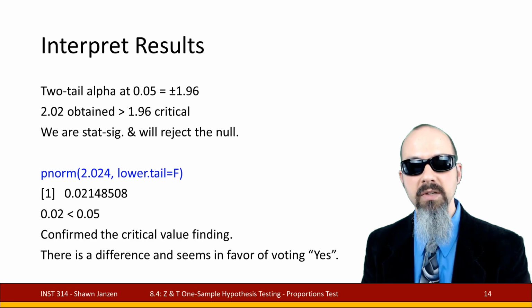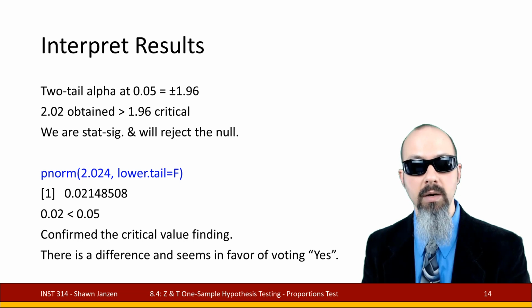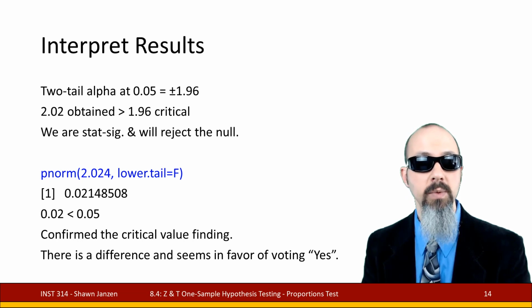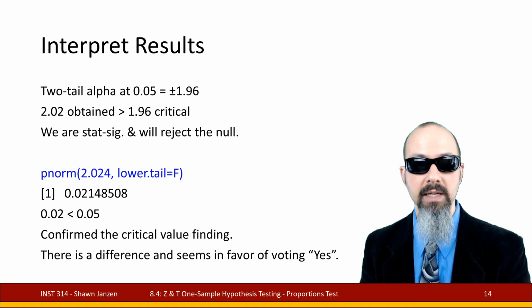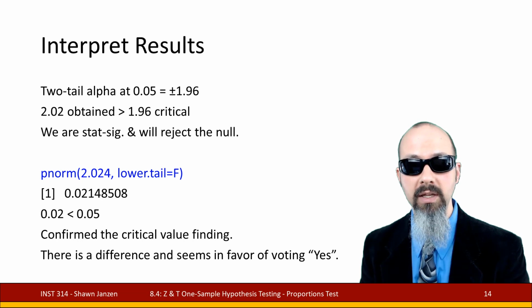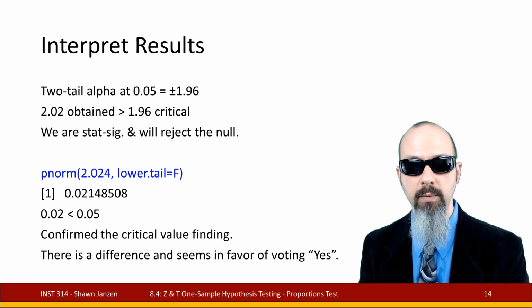All right. So now that we're back, think now that the two-tail alpha is going to have a z-score critical value of plus or minus 1.96. And our z-score obtained, 2.02, is larger than our 1.96. This means we are statistically significant and we can reject the null hypothesis. It says that our sample is probably going to be voting yes on this particular proposition, that we are going to exceed that 50% threshold that we were looking at.